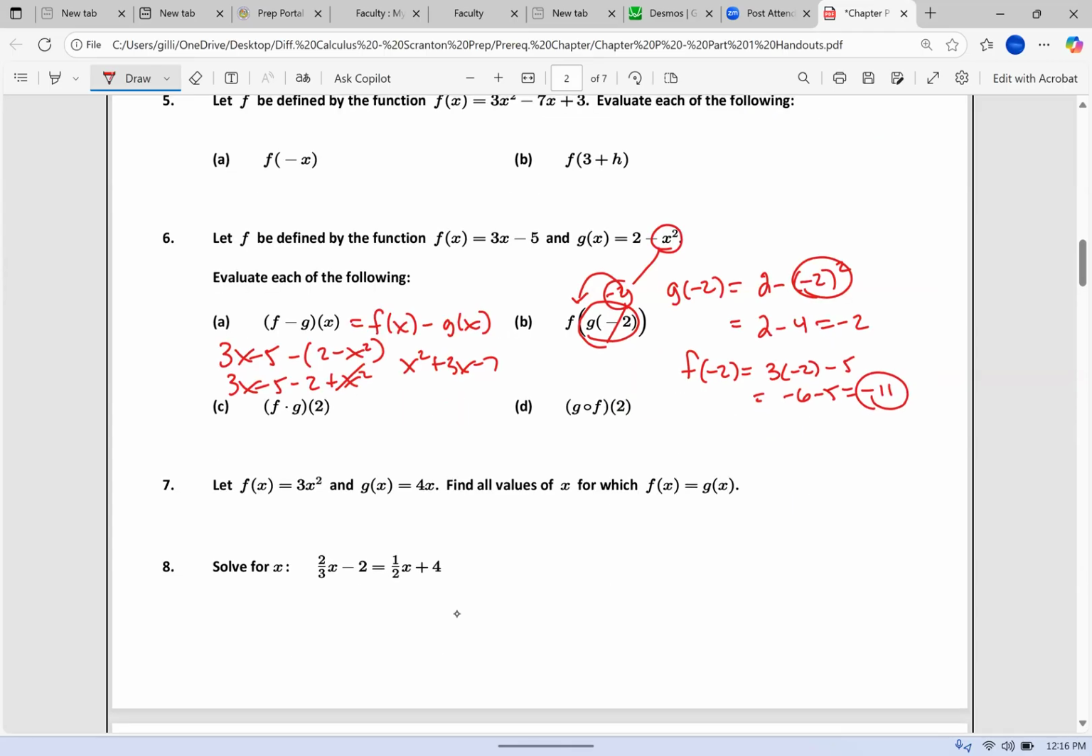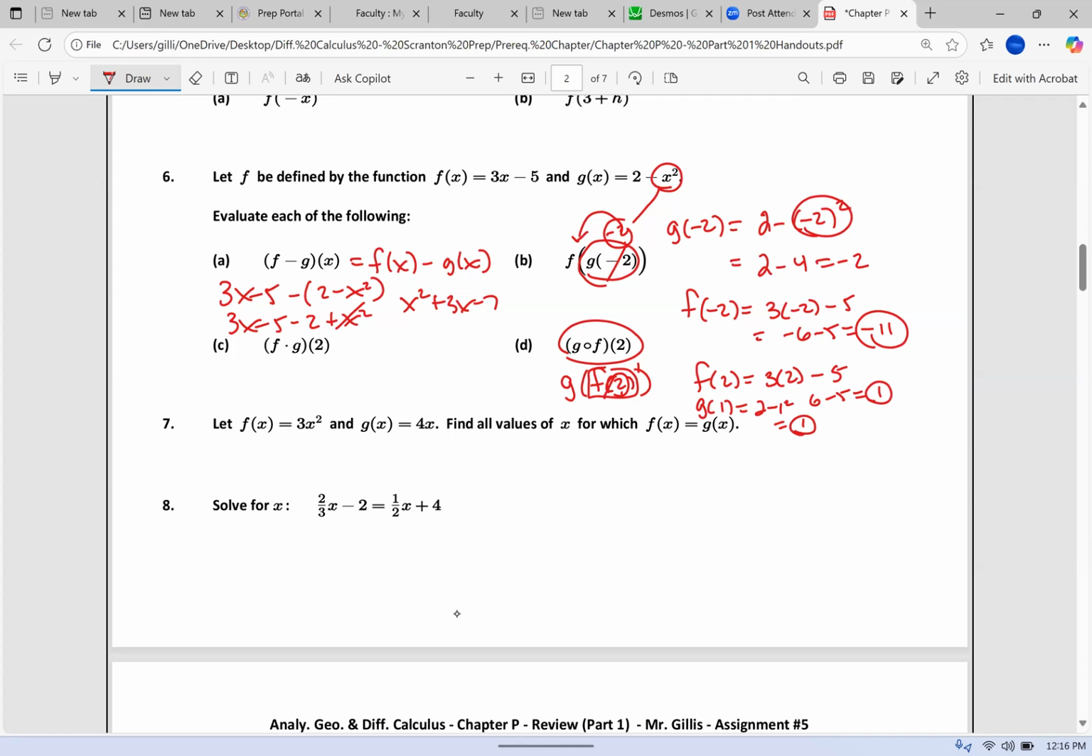This notation down here would mean g at f at 2. So what am I going to do? Start on the inside, put 2 into f, and 2 into f is pretty easy. It's 6 minus 5, which is 1. And then I'm going to do g at 1, which is 2 minus 1 squared, and that's 1.